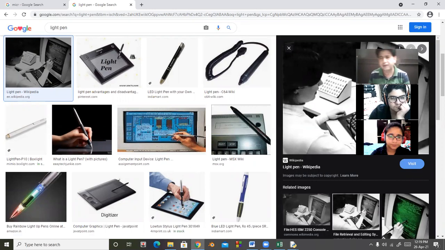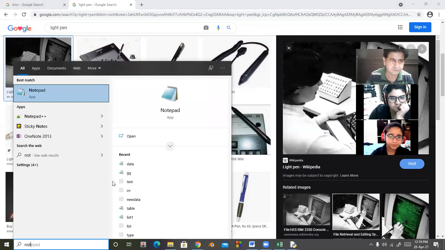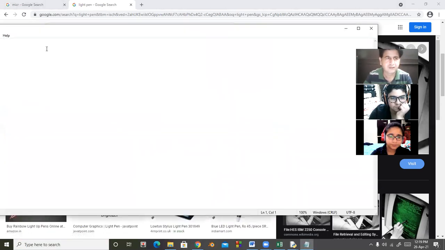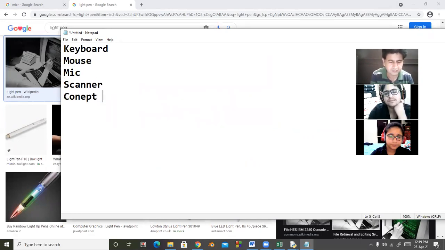So the next type of these are input devices. We have already discussed different input devices. Look here. One is the keyboard. Second is the mouse. Then we discussed the mic. Then we discussed the scanner. Then we discussed the concept keyboard. Next is the touch screen.